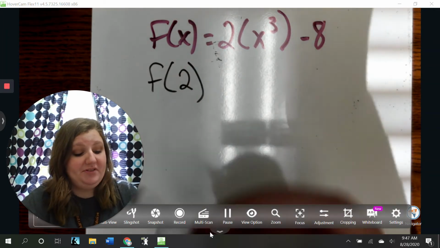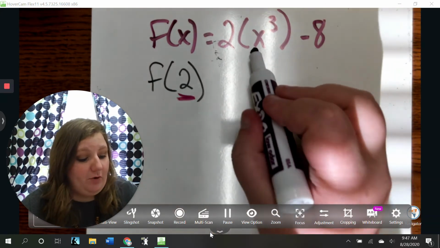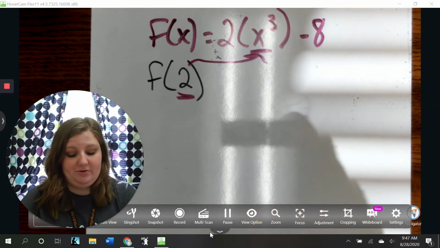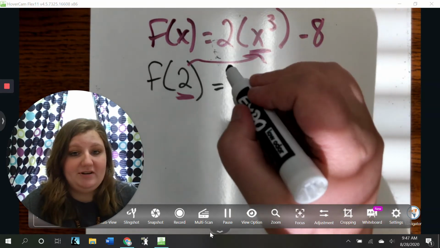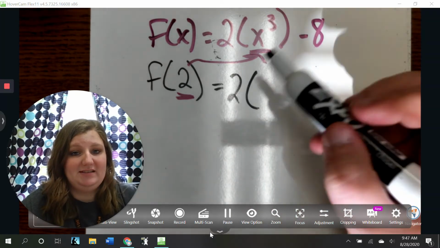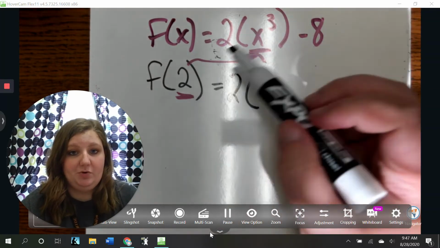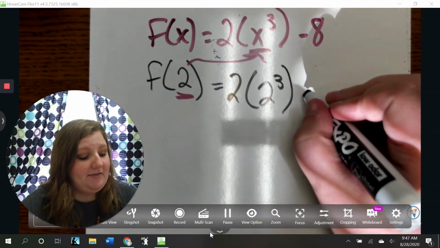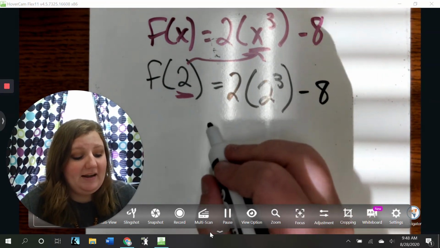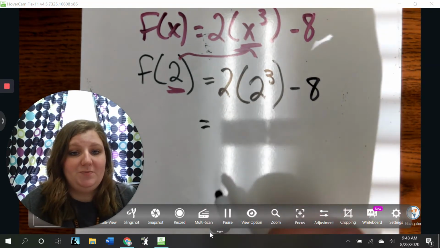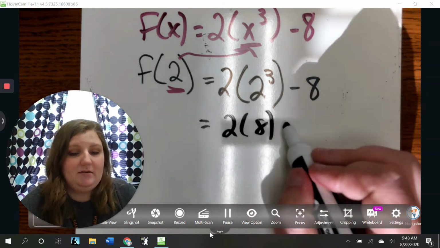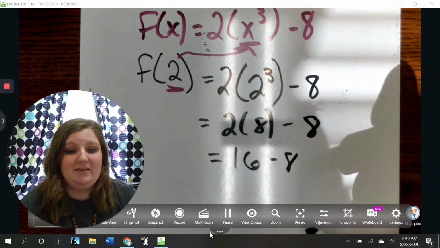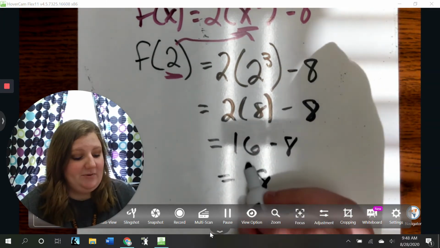because 2 is in the parentheses, 2 is what I substituted in for my variable. So wherever I have an x, I replace that with the 2. So I bring down the first 2, and then in parentheses, I'm replacing x with 2. So instead of x cubed, replacing it with 2, I get 2 cubed, and then I bring down the minus 8. And then I can simplify this. So 2 cubed is 8, so I have 2 times 8 minus 8. And then 2 times 8 is 16, so I have 16 minus 8. And then 16 minus 8 is 8. So f of 2 is equal to 8.